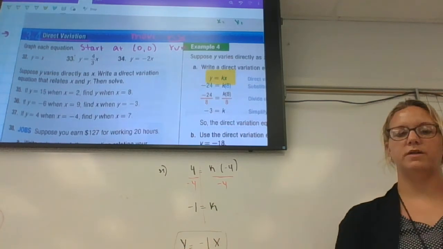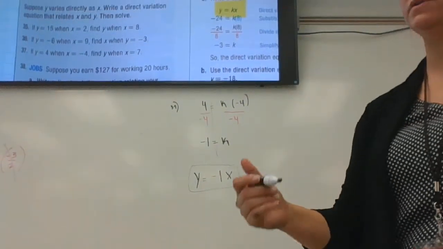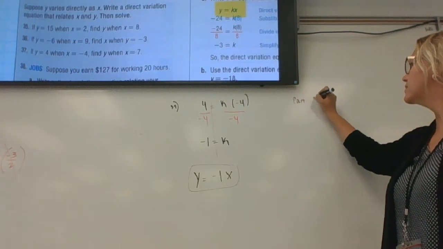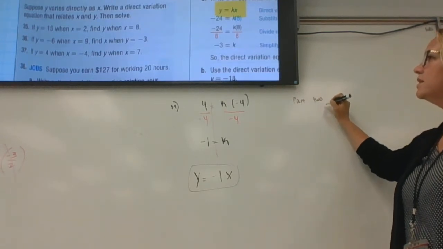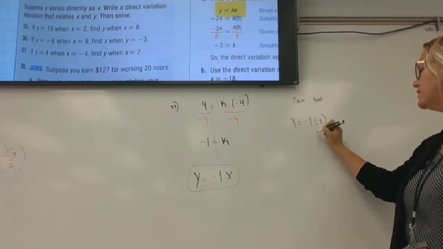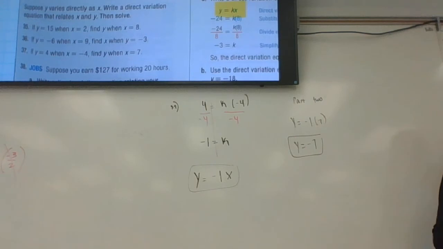And that's part 1. Part 1, write the equation. Part 2, use the equation. Find y when x is 7. Negative 1 times 7, negative 7. You have these exact problems on your test.